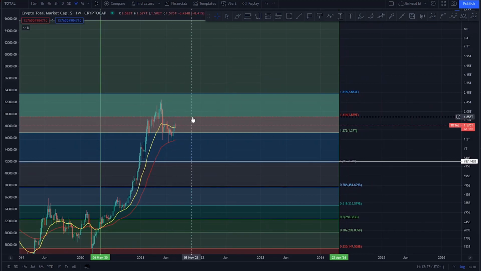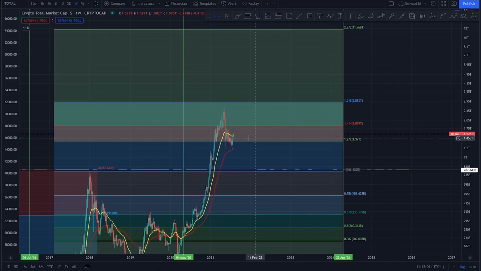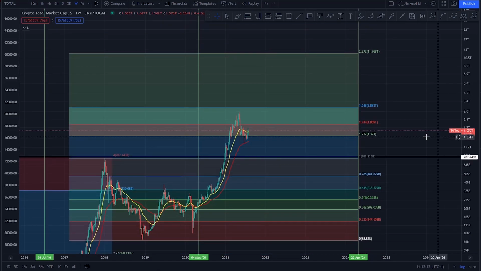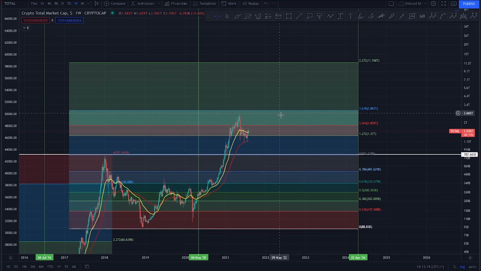Providing we can get there and retain this market structure, you would be looking at a 1.618, $2.88 trillion market cap for crypto, you know, where you could get rejected there and then enter that bear market. But yeah, you could enter that bear market, but at the minute you're not in a bear market. Okay, you're in a corrective phase, and I will keep saying that to you.